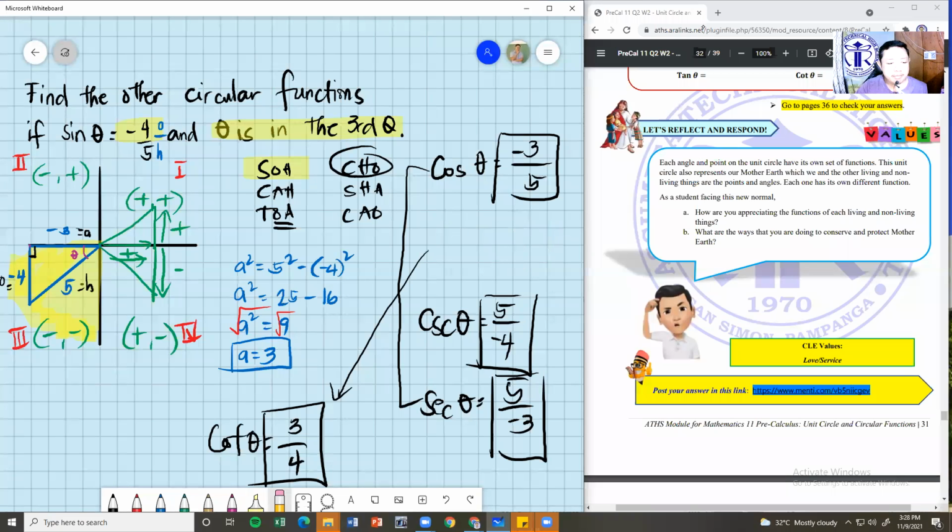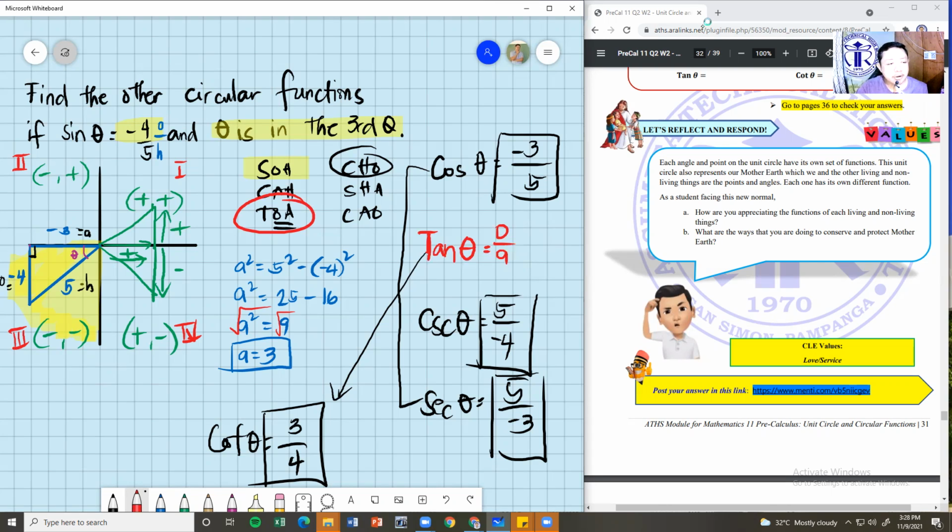Sabi. Okay, no problem. So we have here tangent. Tangent theta is equal to tangent, it's here. TOA, it's opposite over adjacent. Tama? Di ba? So, TOA, CHO SIA KAW. Just remember this, you will not be left out.